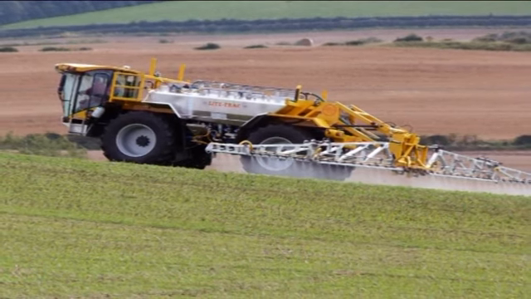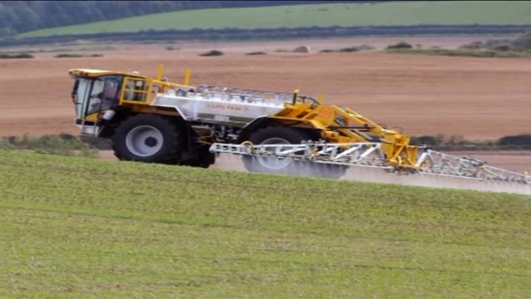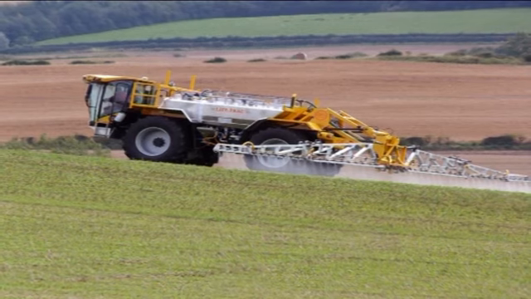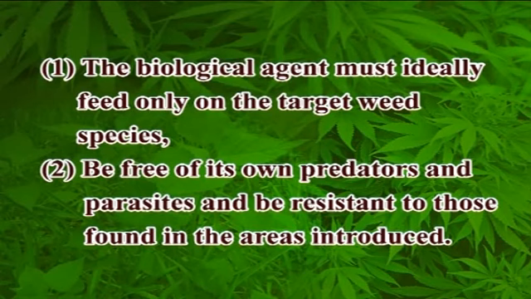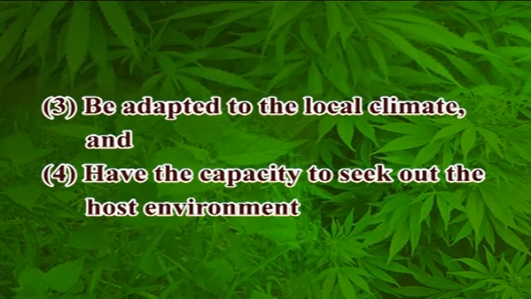This method is advantageous over the chemical method as it is permanent, cheap, eco-friendly, environmentally safe and even effective in inaccessible areas. While selecting a biological control agent, the following aspects should be considered. Number 1. The biological agent must ideally feed only on the target weed species. Number 2. Be free of its own predators and parasites and be resistant to those found in areas introduced. Number 3. Be adapted to the local climate, and number 4. Have the capacity to seek out the host environment.